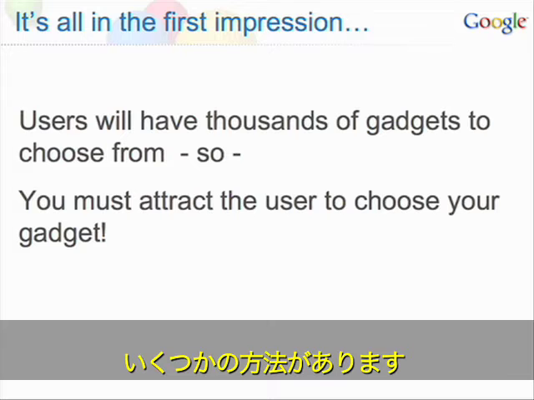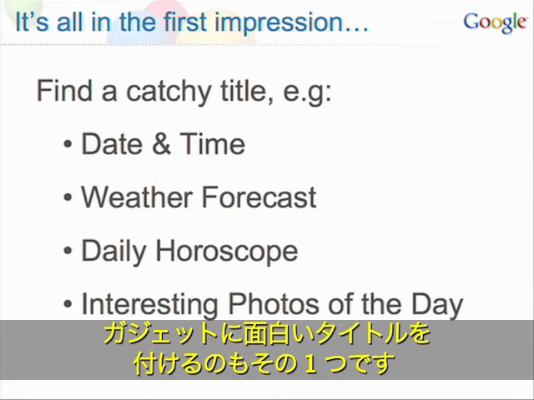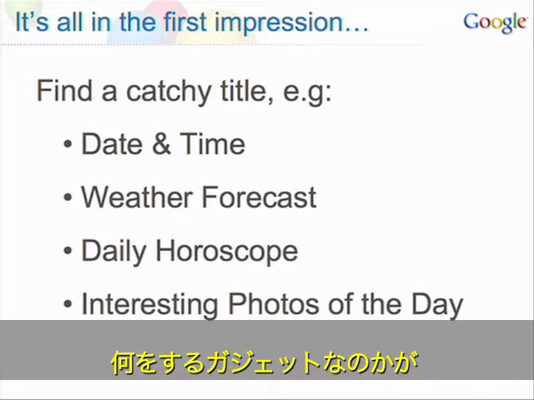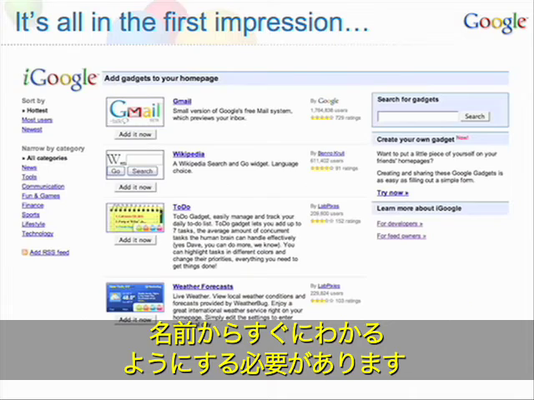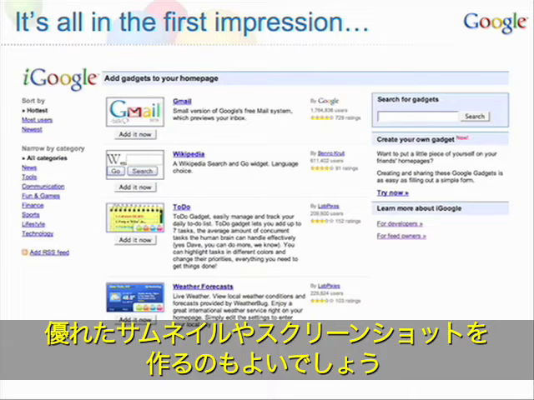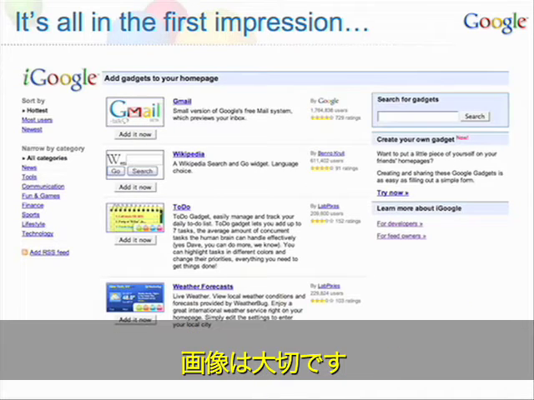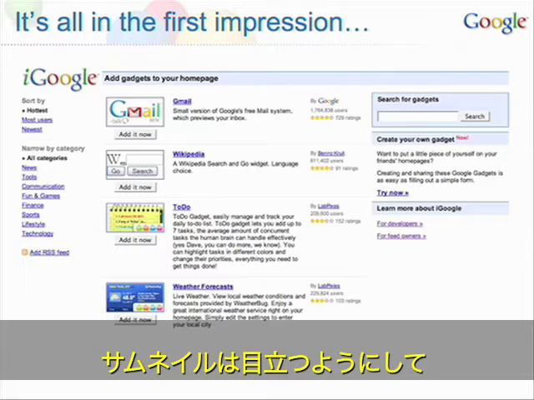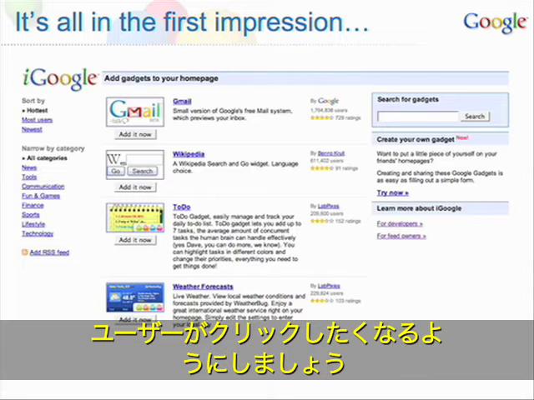Some key ways to do so are to find a catchy title for your gadget. Make it short and descriptive. A user should be able to know exactly what your gadget does by the title. Design an attractive thumbnail and screenshot. Images are important as this may be the only thing that attracts the user to your gadget. Make the thumbnail stand out and encourage the user to click on it.